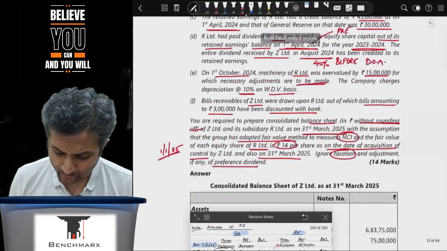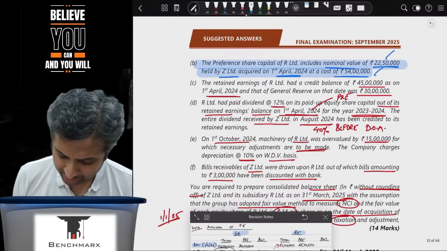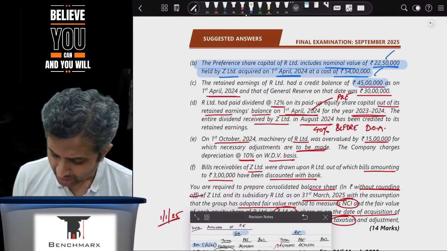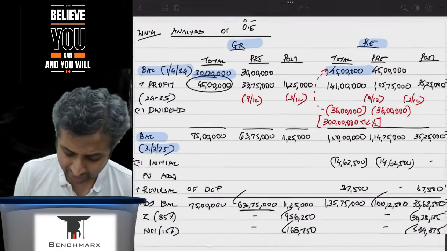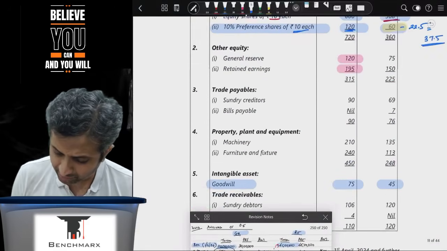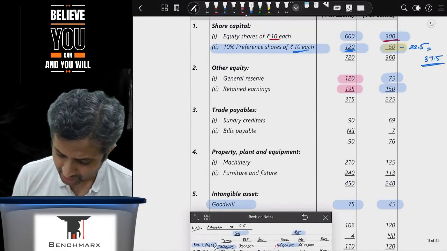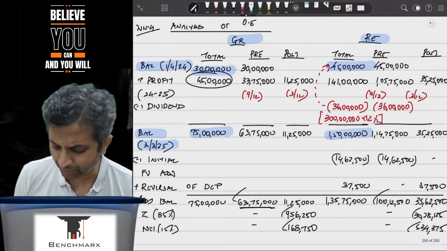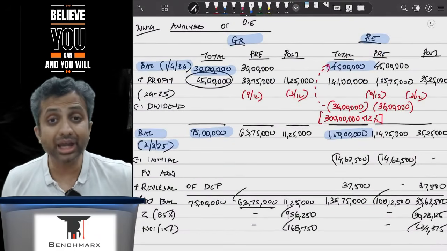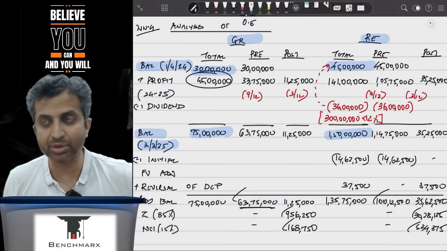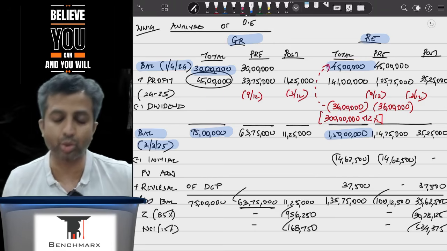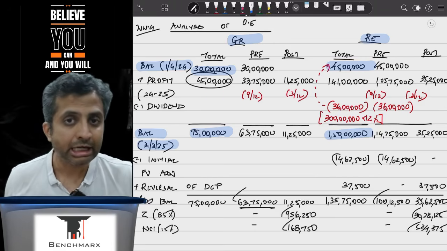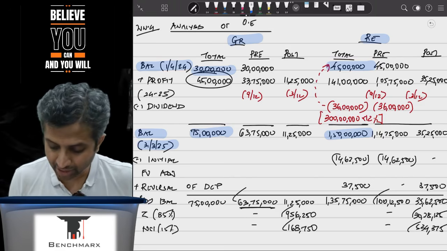As the question tells you, the retained earnings had 45 lakhs and general reserve was 30 lakhs. So you see GR of 30 lakhs, retained earnings of 45 lakhs. Then you see the closing of 75 as well as 75 lakhs and 1 crore 50 lakhs. That's simple. Again in August of 24, that is before you were acquiring control, a dividend was distributed, that is 12%.